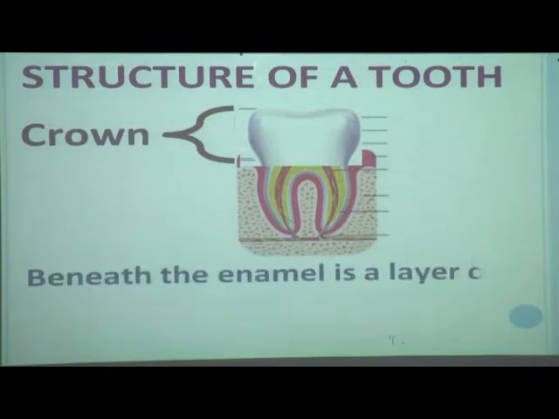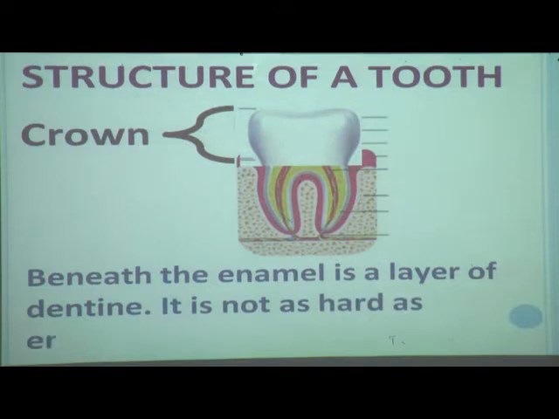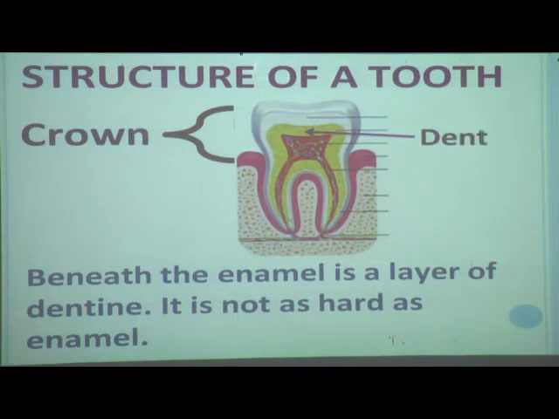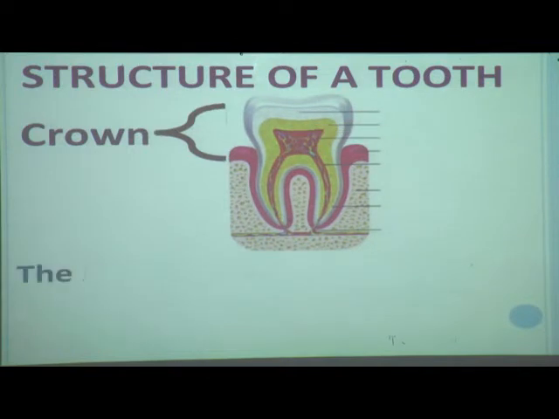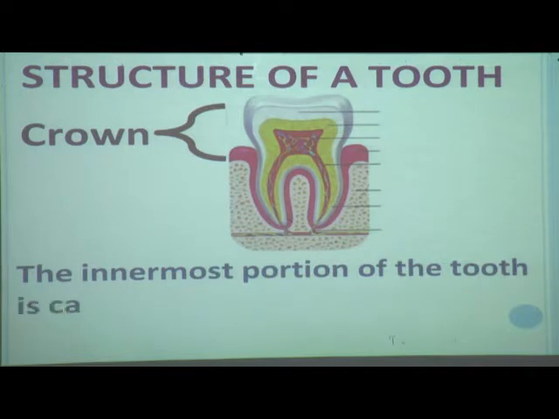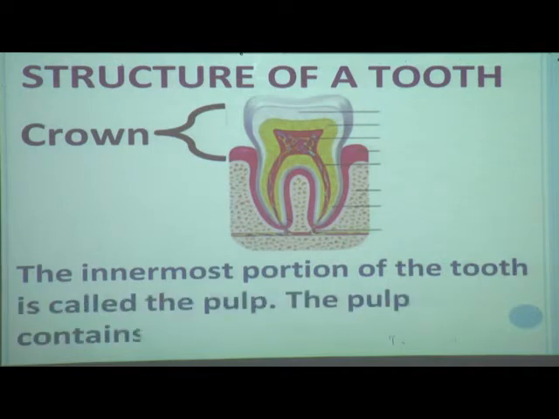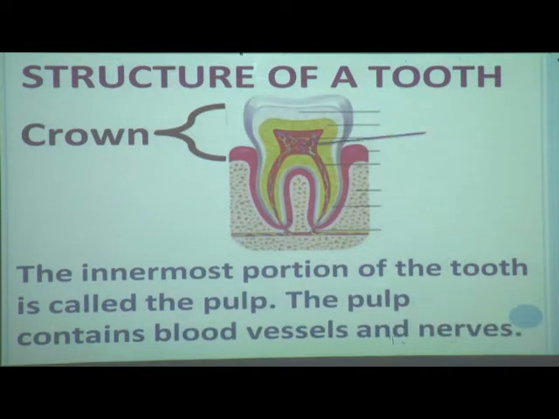Beneath the enamel is a layer of dentine. It is not as hard as enamel. You can see on the board, beneath the enamel the layer is of dentine, and it is not as hard as enamel. The innermost portion of the tooth is called the pulp, and the pulp contains blood vessels and nerves.